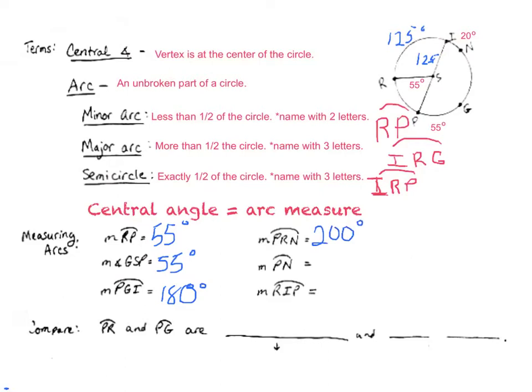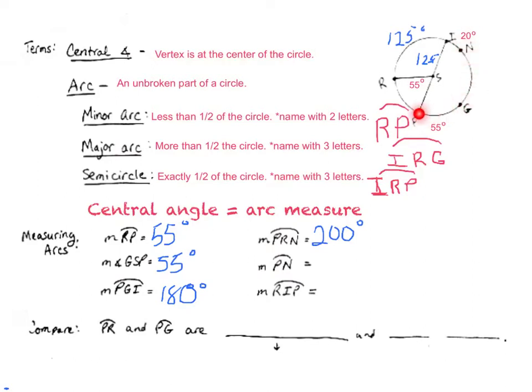Next one is arc PN, right here. So PN. Why am I not going this way for PN? That goes back to minor and major arcs. If I notice that it's 2 letters, I want to go the short way, less than halfway around the circle. If I notice it's 3 letters, then I go the long way around the circle. That's one of the first things we have to figure out. PN, less than halfway around the circle.